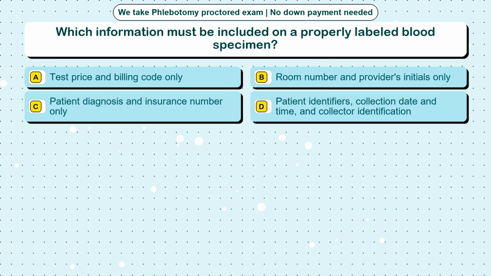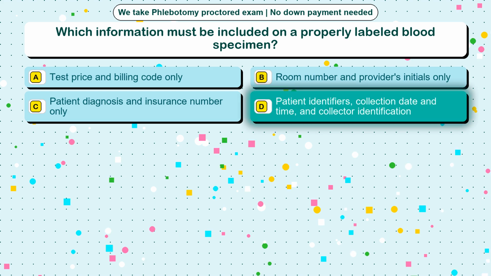Question 13. Which information must be included on a properly labeled blood specimen? Option A. Test price and billing code only. Option B. Room number and provider's initials only. Option C. Patient diagnosis and insurance number only. Option D. Patient identifiers, collection date and time, and collector identification. The correct answer is option D.